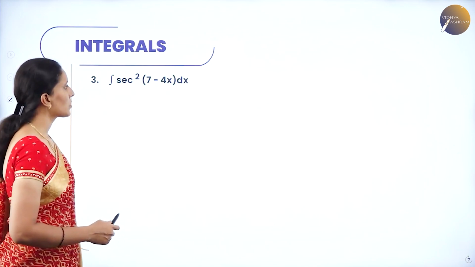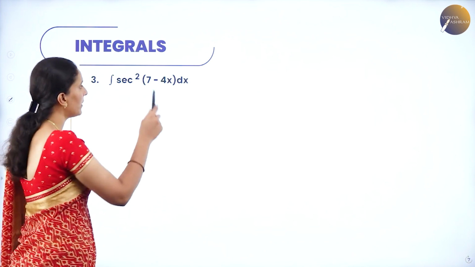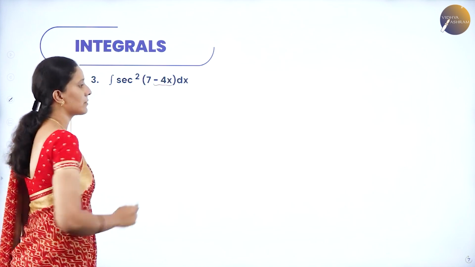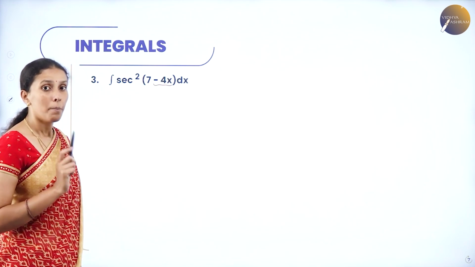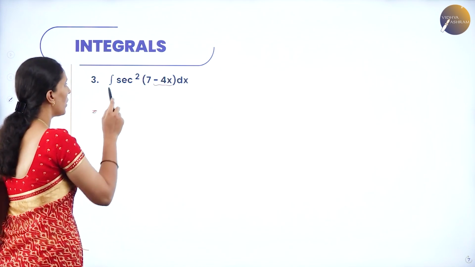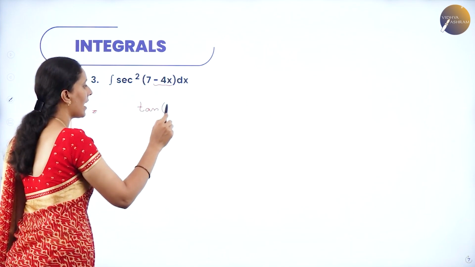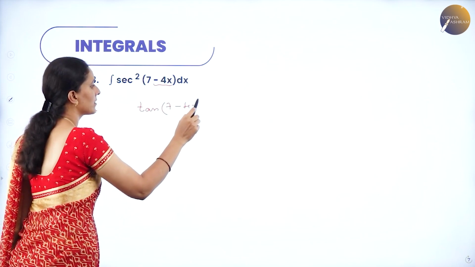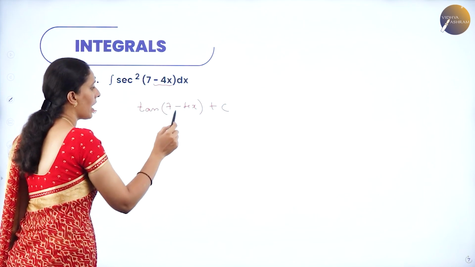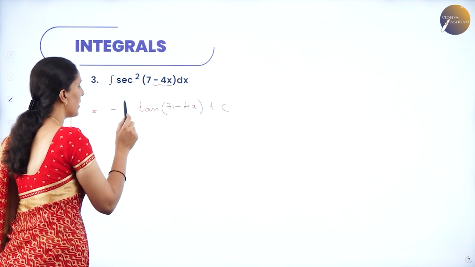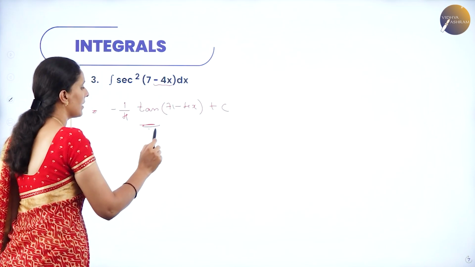Next, secant square 7 minus 4x. Remember, this is minus 4x, which means here the value of a is minus 4. So what is integral of secant square? It is tan x. So therefore it is tan 7 minus 4x plus c. But here the value of a is minus 4, so it is minus 1 by 4 is the answer.